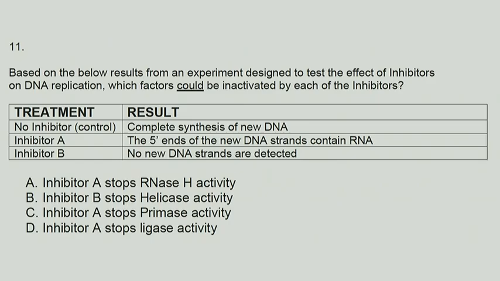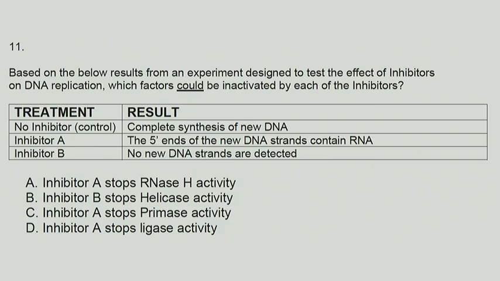Okay. Based on the results from an experiment designed to test the effect of inhibitors on DNA replication, which factors would be inactivated by each of the inhibitors? With no inhibitors, you have a regular synthesis of DNA. With inhibitor A, the 5' ends of new DNA strands still contain RNA. Why would something still contain RNA in replication? RNA primers that aren't being removed. So which of these answers aligns with RNA primers not being removed? A, right? If inhibitor A stops RNase H, those RNA primers aren't being removed.